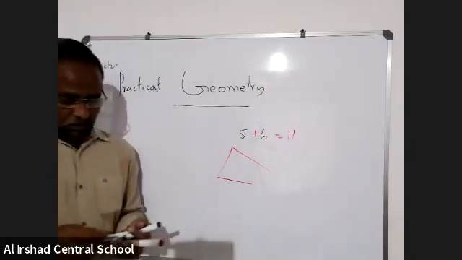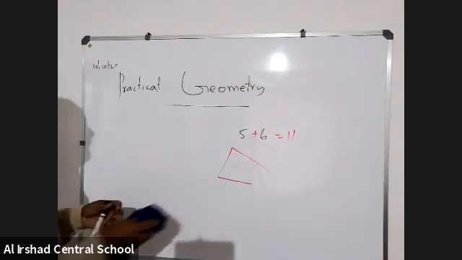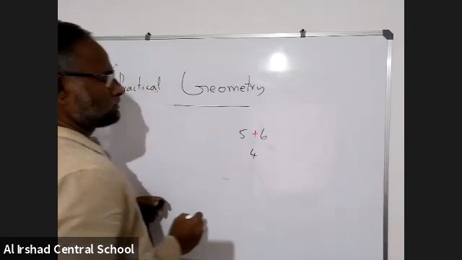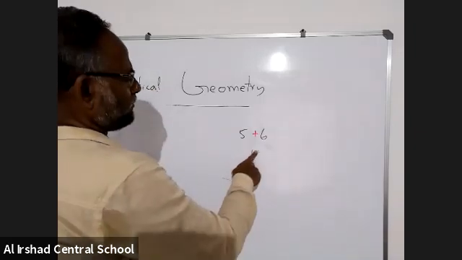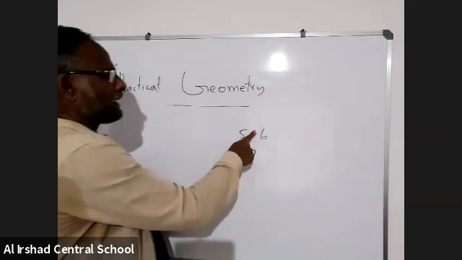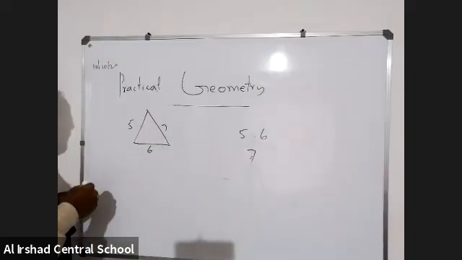So the sum must be greater. Now 5, 6, and 4, suppose, or 8, or 7, 5, 6, 7. I can draw. Now can you draw a triangle? Yes. Sides are 4, 6, 7. Can you draw a triangle?